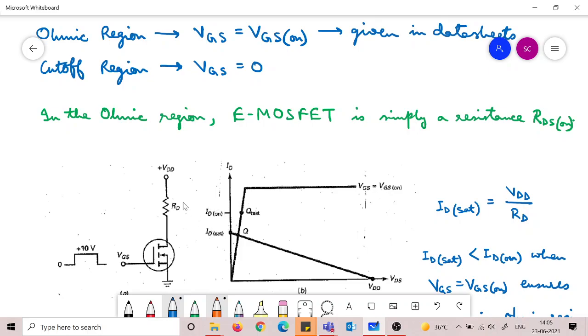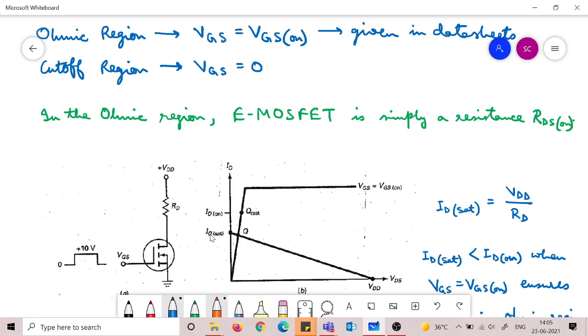Now if your output current is more than this ID on, then there is a possibility of going to the active region very easily. But if the current is less than this ID on, then you are quite happy and you ensure that you will be in the saturation region even if there is some variation in the Q point due to any reason. So you have to ensure that this ID saturation, the current which is flowing while we are trying to keep it in the saturation region, is less than ID on. So this has to be ensured.